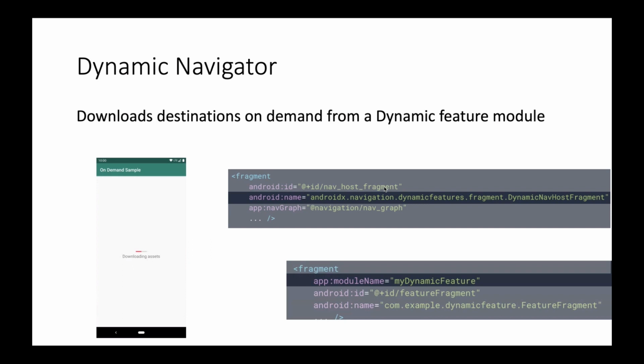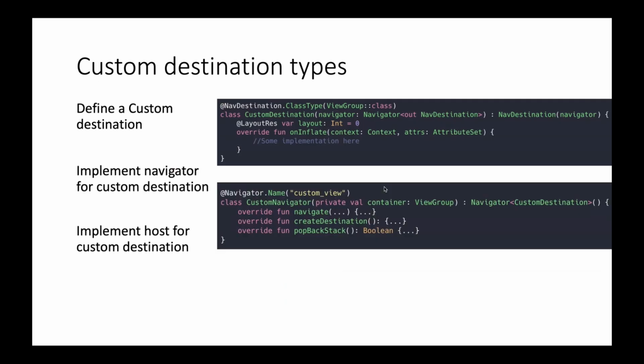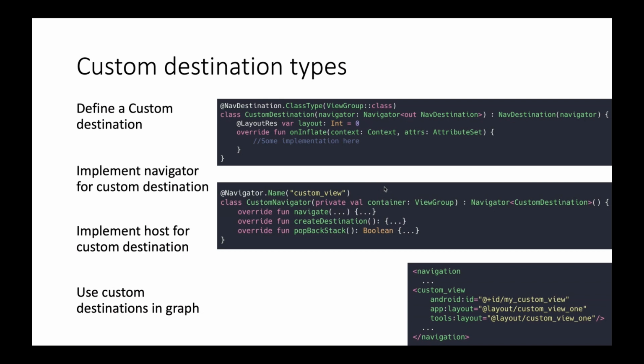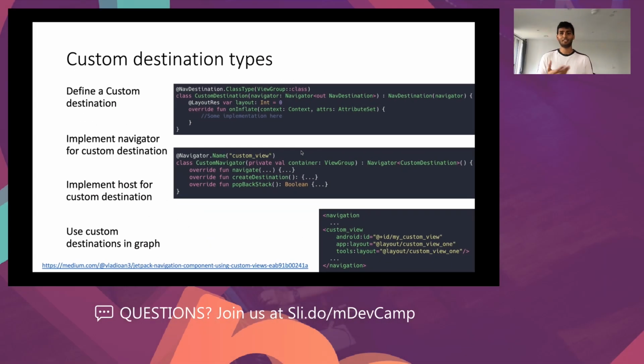A lot of features we've covered so far, and one feature I haven't talked about is custom destination types. So maybe not everyone is a fan of activities and fragments. And yes, you can have your own preferences. So you can create custom destinations and use them. Let's say you want to use your views for your destinations. You can. All you have to do is define a custom destination by extending the nav destination.